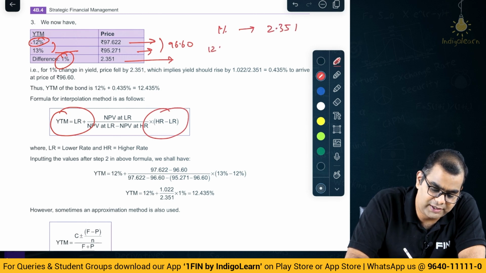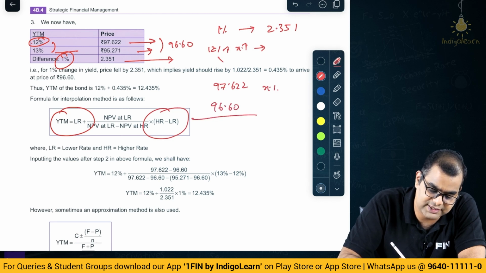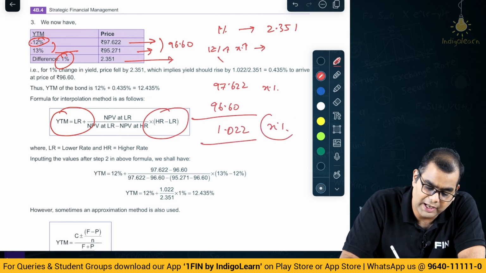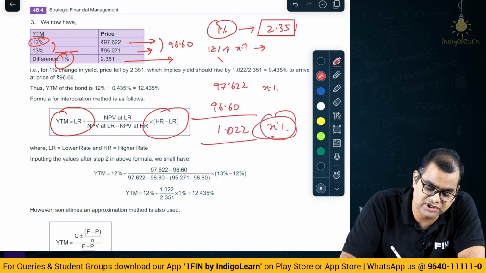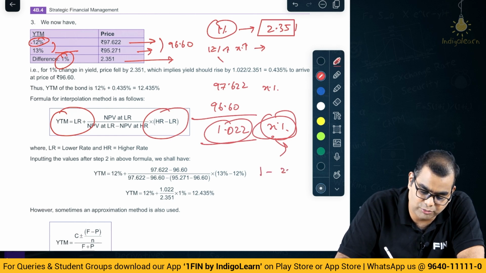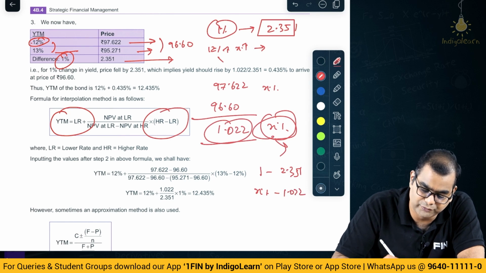From 12%, it has to come down. From 12%, it has to increase by how much? X percentage, such that at 12%, the value is 97.622, and at X percent, the value should be 96.60. That is, there has to be a change of 1.022. So for 1% change, the change is 2.351. For X percent change, the change should be 1.022. What is the X? So for 1%, it is 2.351. For X percent change, it has to change by 1.022. So what is this X?